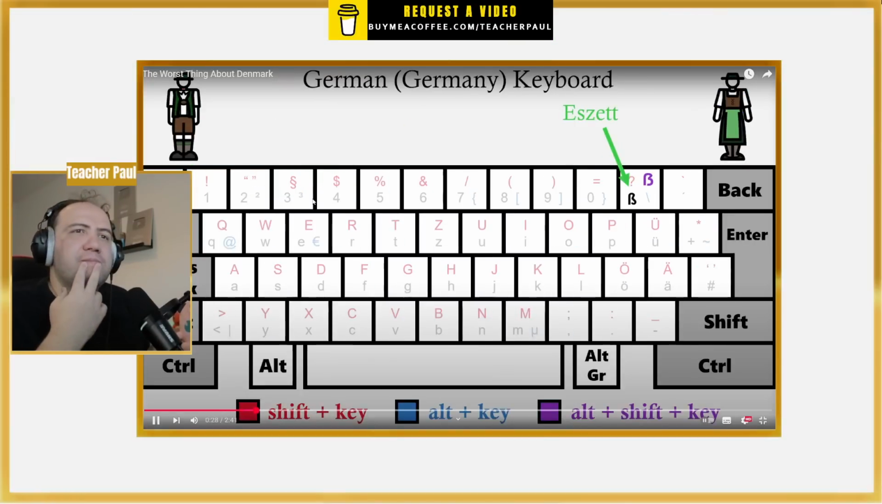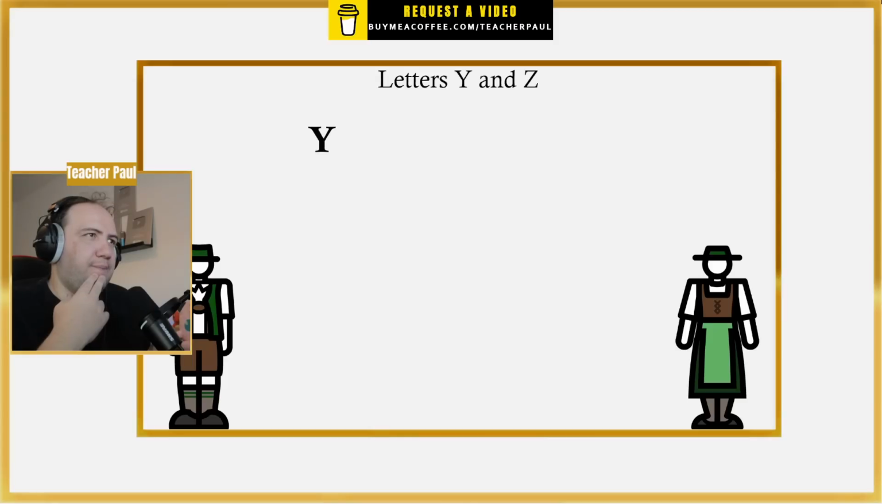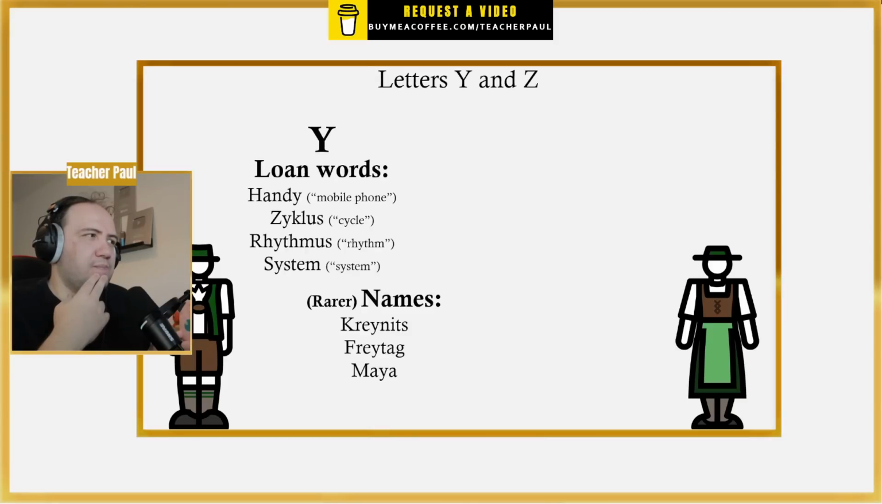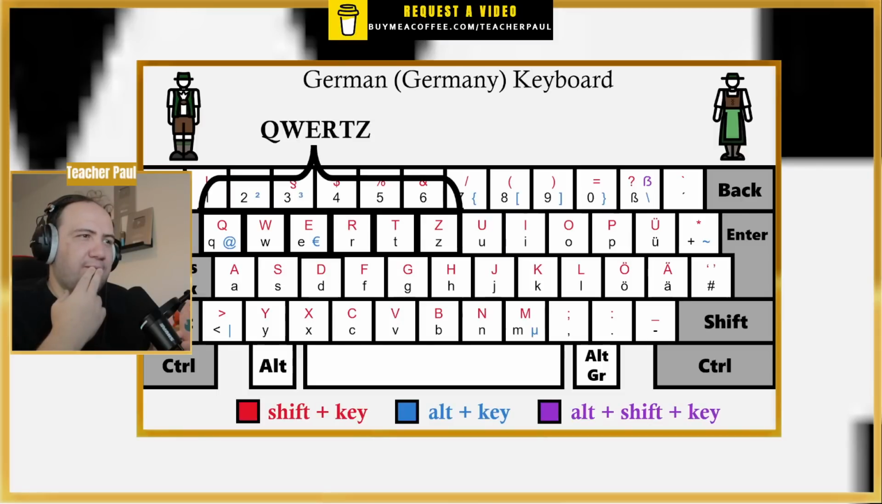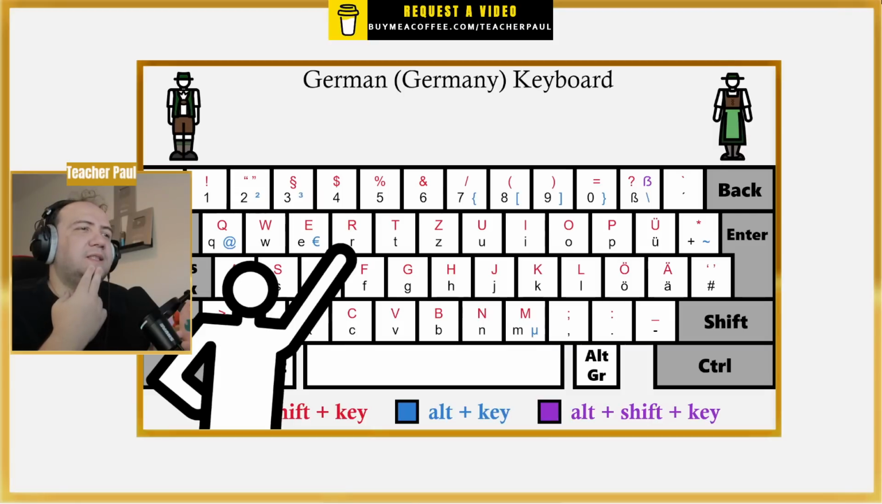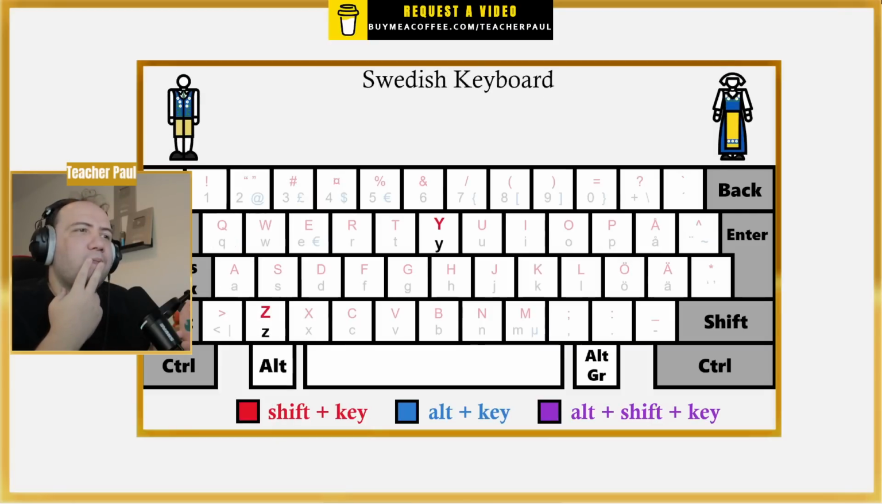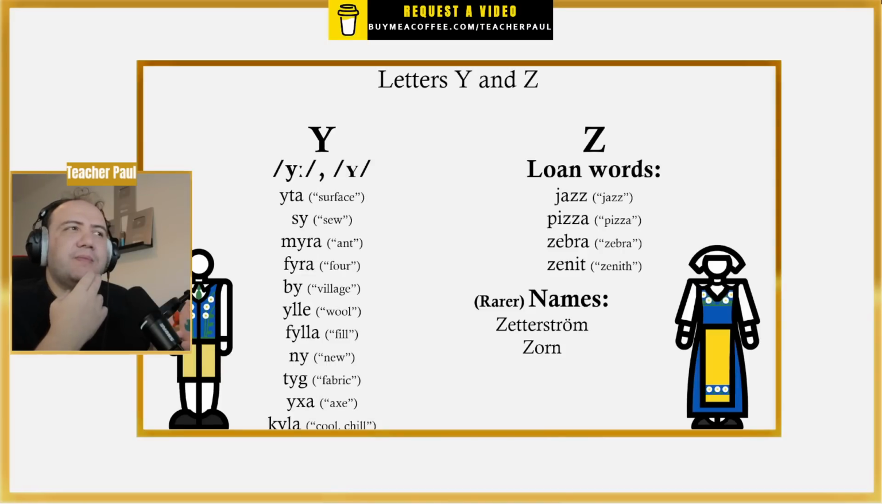German needs its Eszett and its umlauted A, O, and U. Note that the Z and Y have switched place here, which makes sense because Y isn't even like a proper letter in German. Z is used far more commonly. This is a QWERTZ keyboard layout, by the way, which is used across the German-speaking world. Now keep this keyboard layout in mind and look at the Swedish keyboard. We see that the Y and Z have switched back, which makes sense because Y is a fairly common letter representing the U vowel in Swedish, and Z is only used for a couple of loan words and proper names.